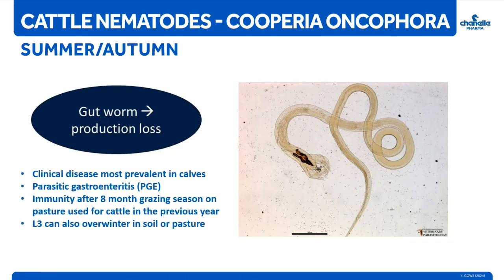As a rule of thumb, cattle must be at grass for at least 8 months on pasture that has been used for cattle in the previous year to get enough exposure for immunity to develop. Like Ostertagia, L3 life stages of the parasite can also overwinter in the soil or on pasture.